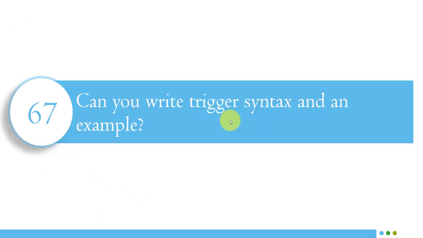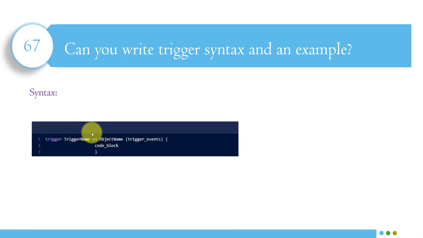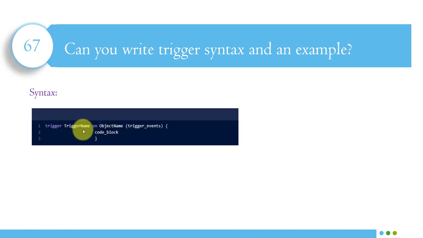Next question: can you write trigger syntax and an example? Normally people will ask you to check how you write the trigger syntax and an example as well. You write a trigger like: trigger name on object. You can write some name, then on the object. As I said, it is per object, so it could be account. Here we have to write the trigger events: before, after, or whatnot. Then the code block comes in: a bracket opens, the code block comes, and then the bracket closes. This is just the syntax.